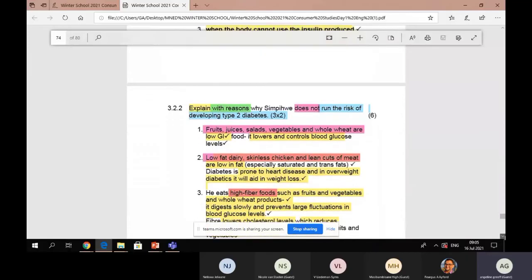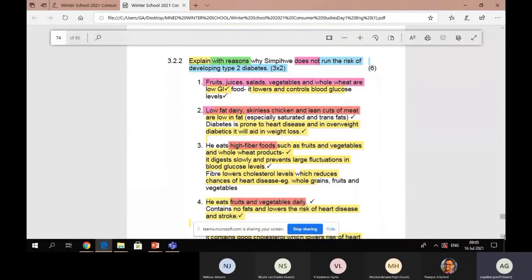Now, this is the question that I want to come to, because now you need to understand the question before you can answer this. So it says, explain, first of all, with reasons, right? Now, you see, explain with reasons. So you're going to explain with reasons. They don't say how many, but you can see in the mark allocations, it says 3 times 2. So that should guide you. Okay, I need to explain at least 3 different things with reasons. Why some people do not run the risk of developing type 2 diabetes.